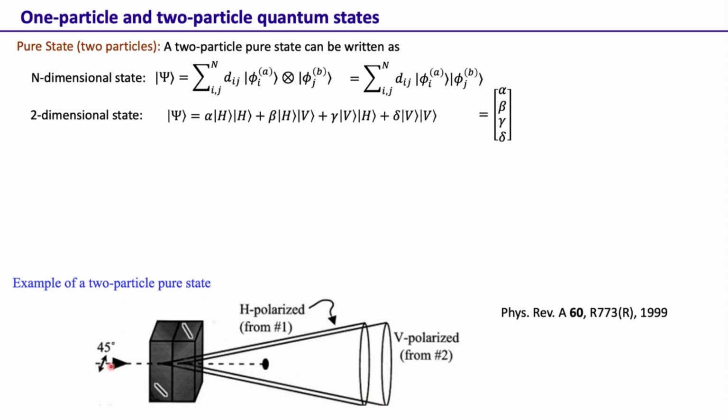So a 45-degree polarized light has a 50% chance of being vertical, 50% chance of being horizontal. So if it comes here, it produces two horizontally polarized light, this term. If it gets down converted here, it produces two vertical. This would be VV, a vertically polarized light here. And since the single photon is in a coherent superposition state, the two particle state that it produces will also be in a coherent superposition state, and hence this is a two particle pure state.